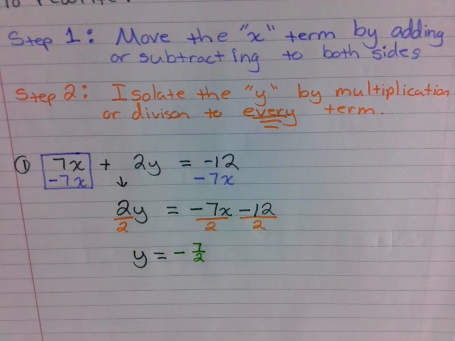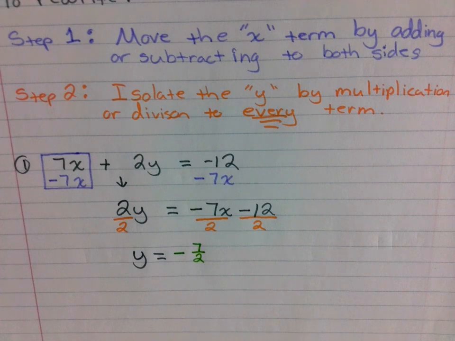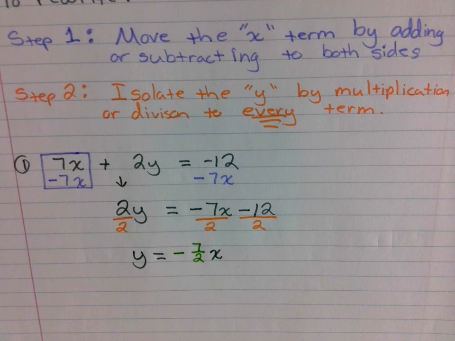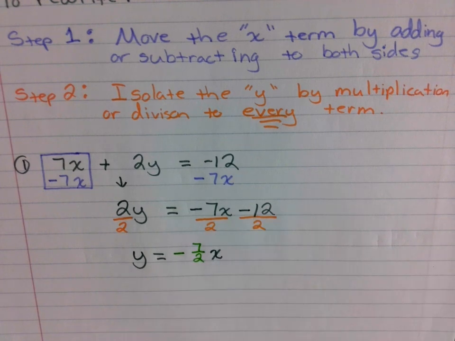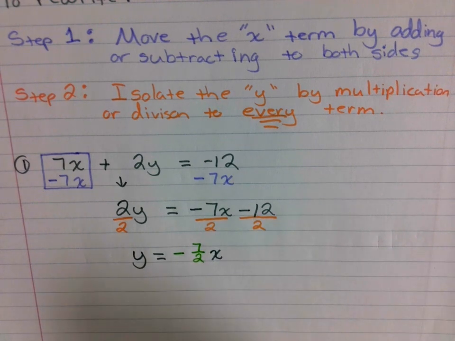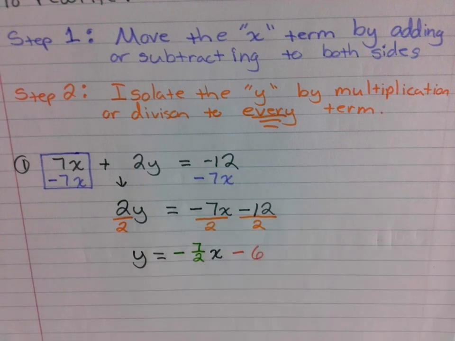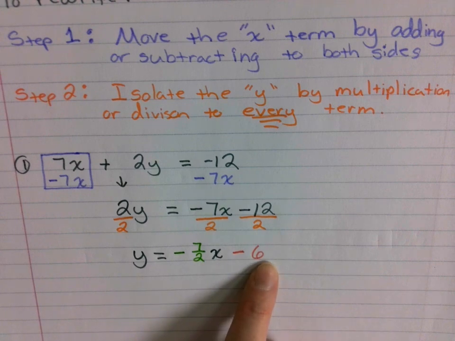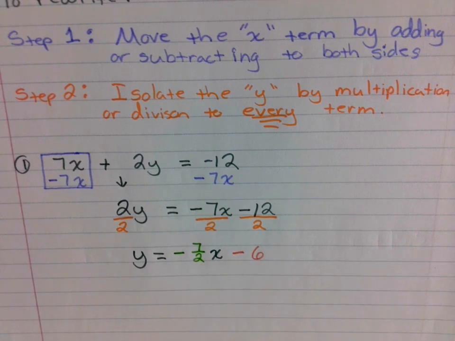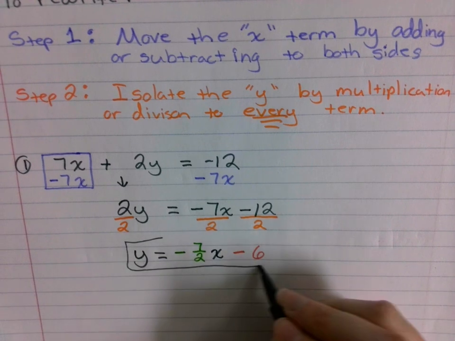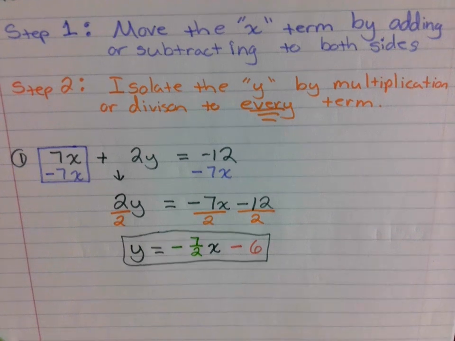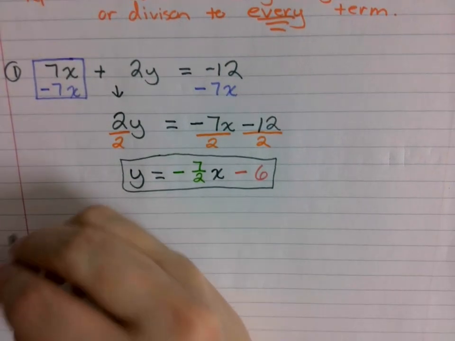So there's my m. And then, of course, I have x. And then negative 12 over 2 is just negative 6. So I'm going to put minus 6. There's my form for y equals mx plus or minus b. And I'm done. Very simple, very straightforward process. It's just 2 steps to being able to rewrite. Let's do another guided practice one.